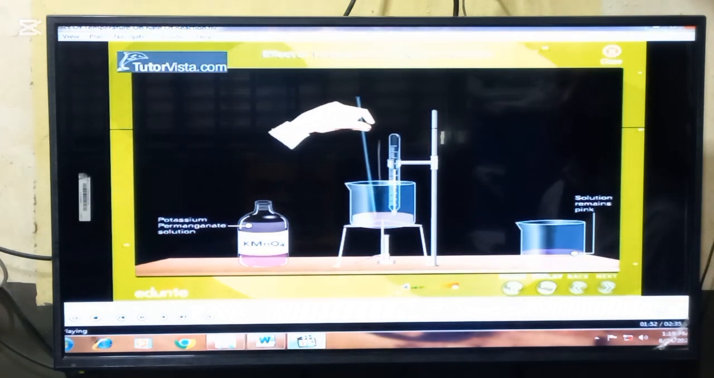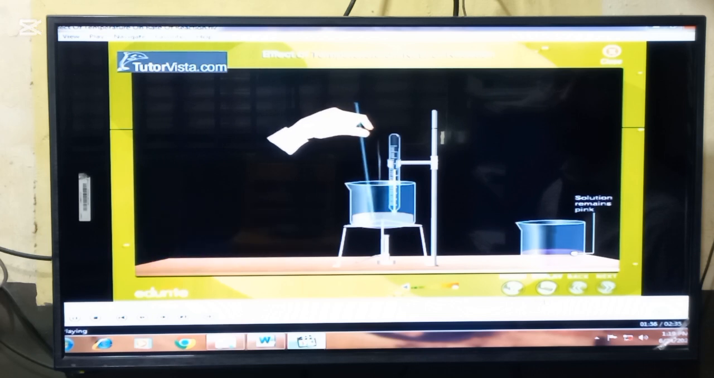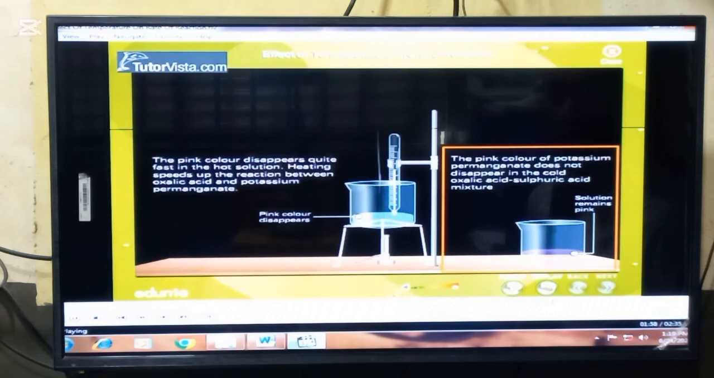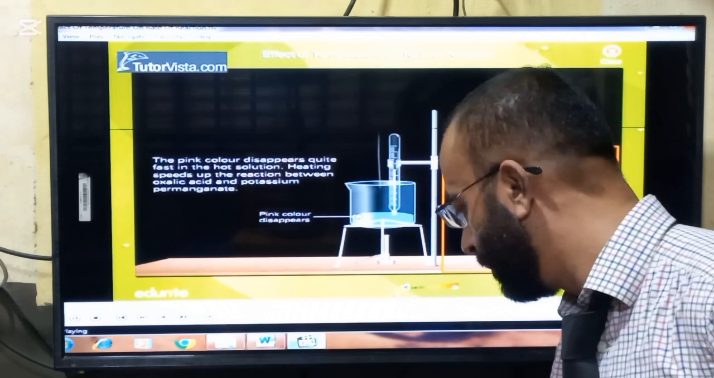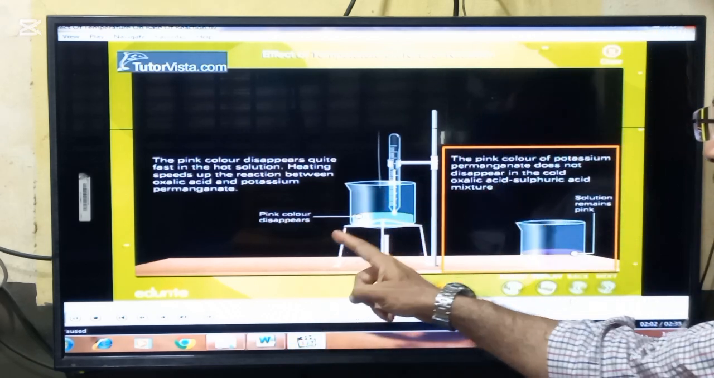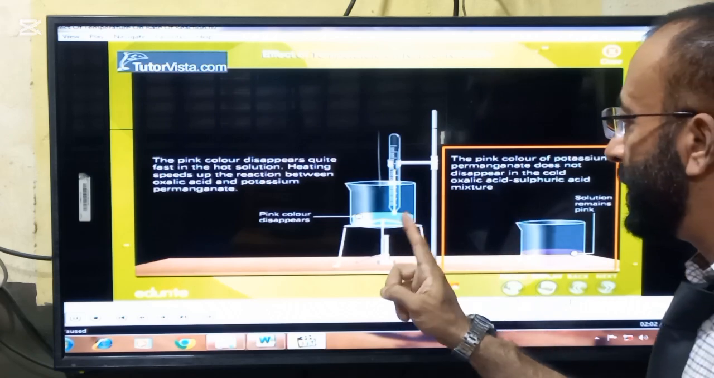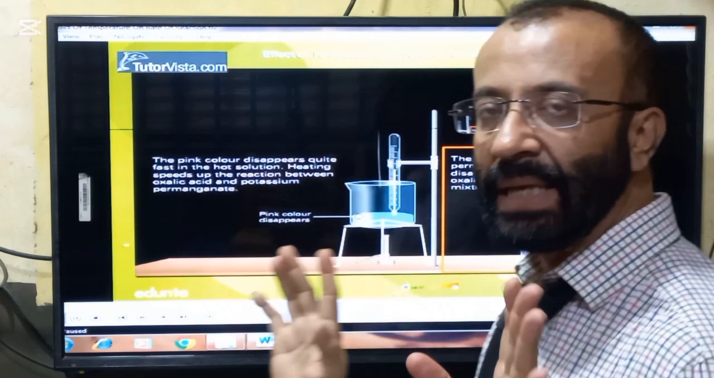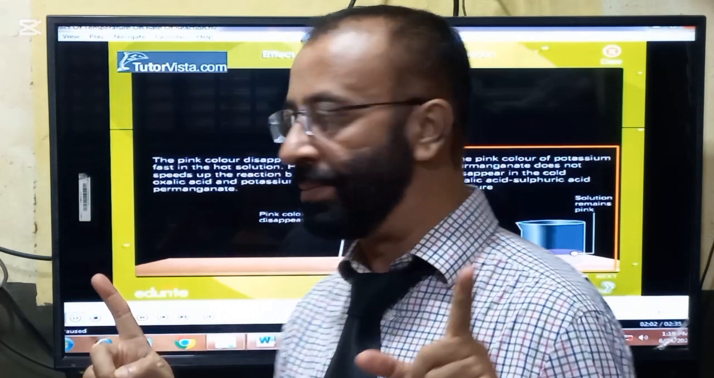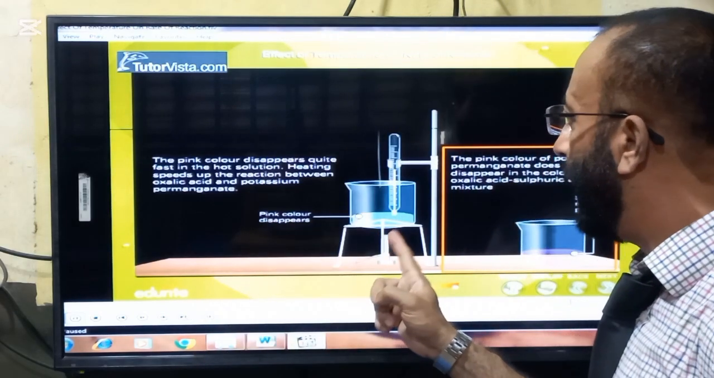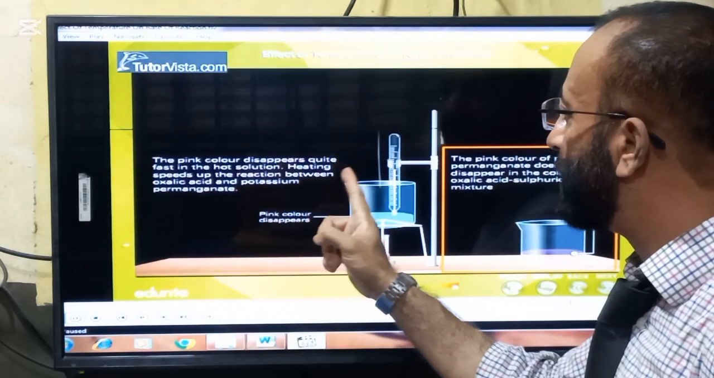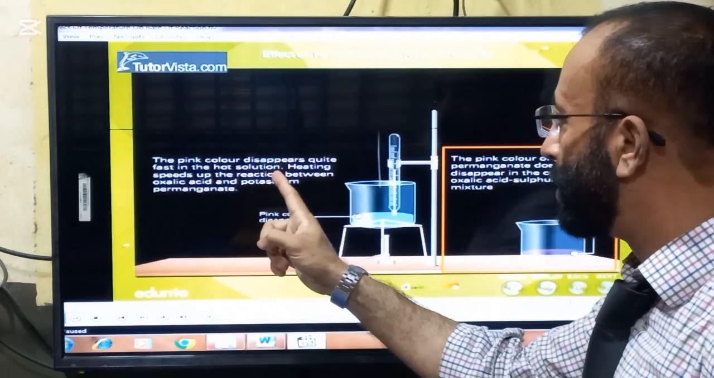You will observe that on stirring, the pink color of the solution disappears, whereas the pink color of potassium permanganate does not disappear in the other. So look now, the difference in the two experiments having the same conditions except temperature. At high temperature, the pink color disappears quite fast in the hot solution.